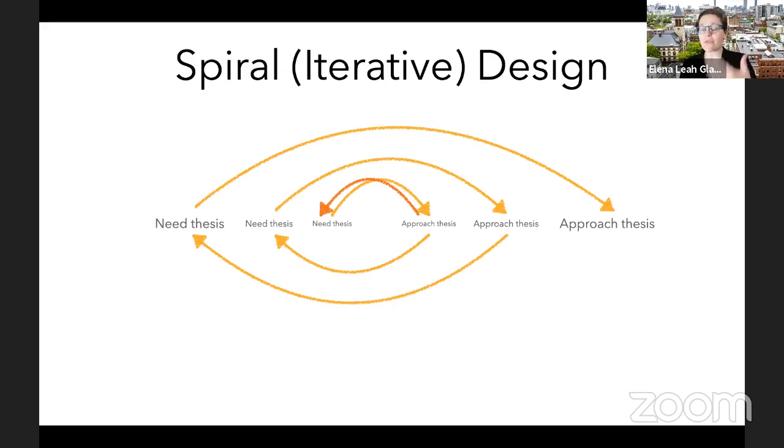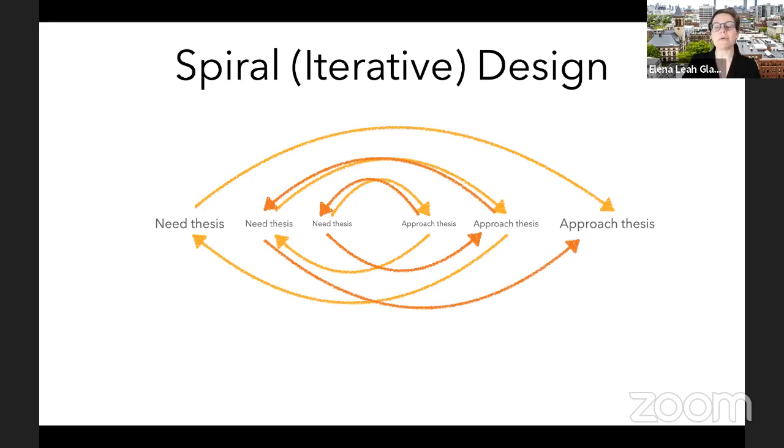You can start from the technology, but then also refine your understanding of the needs that it addresses, and then potentially even iteratively update what you're offering as part of that new design. Thinking about need theses and approach theses does not restrict us to only ever starting with existing needs.